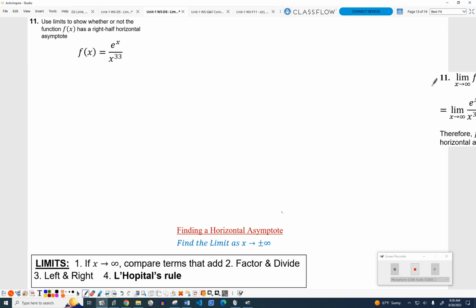You're supposed to find the right half horizontal asymptote, which means find the limit. Very similar to the last one.